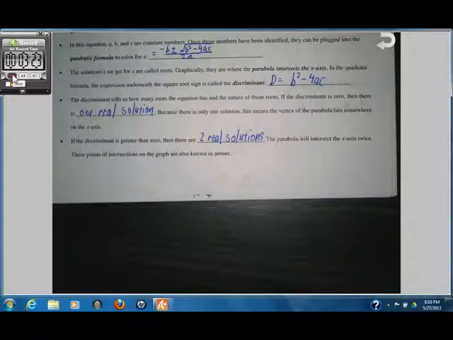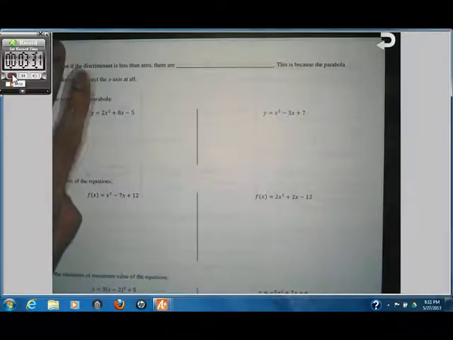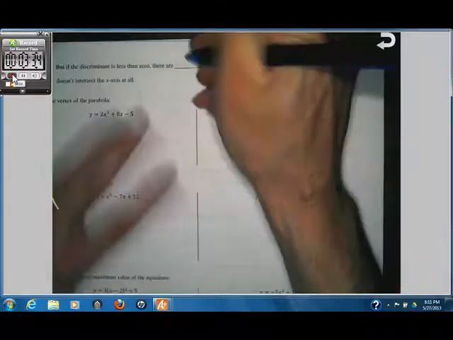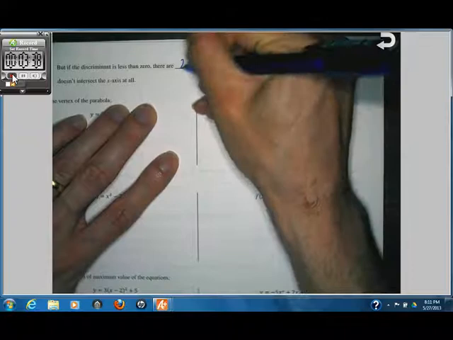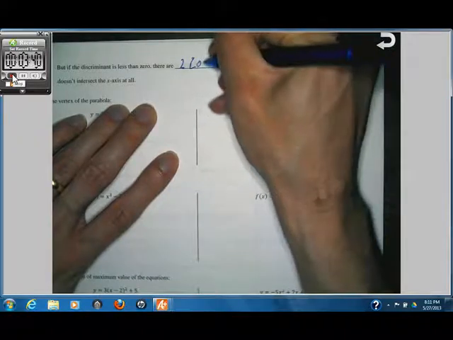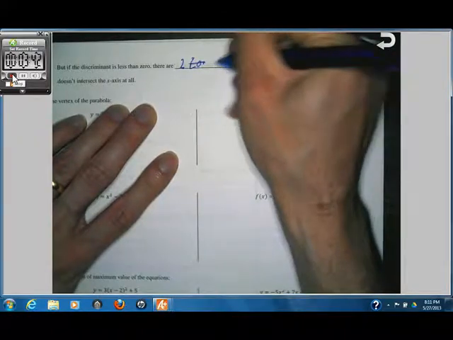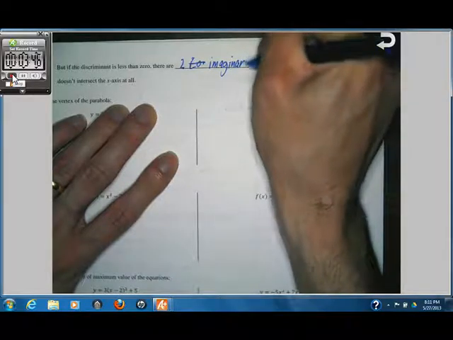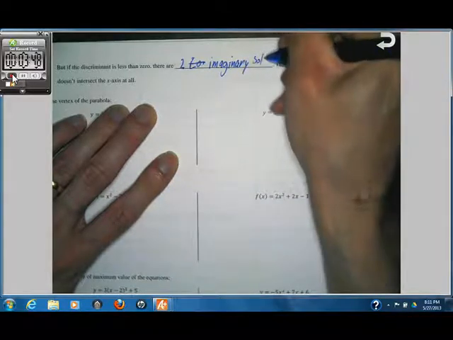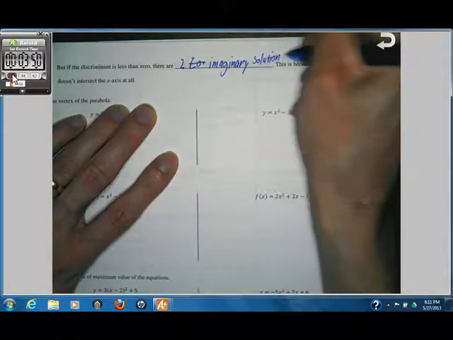Okay, on to the next one. If the discriminant is less than 0, then you are taking the square root of a negative number, and so there are two imaginary solutions, or rather two complex solutions. Well, complex doesn't quite get it. Two imaginary roots. Literally, the solution set becomes two complex conjugates, and graphically, you do not see a point of intersection at all.